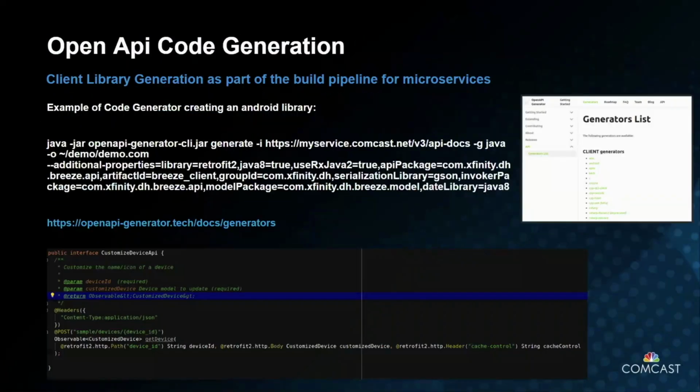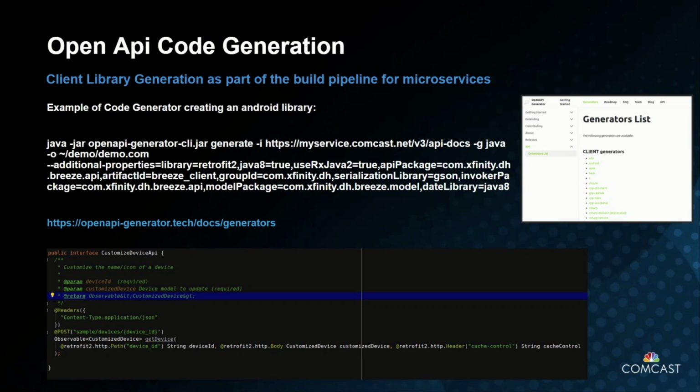So here's an example of running CodeGen against an API doc to build a library. I want to kind of walk through this command as an example of building an Android library based on a web service. So just kind of reading from the Java command here that you would run against this OpenAPI client generator.